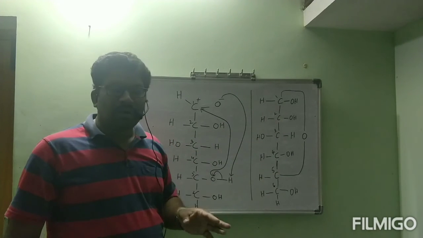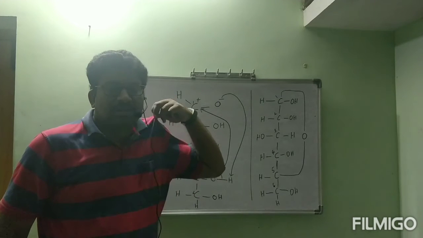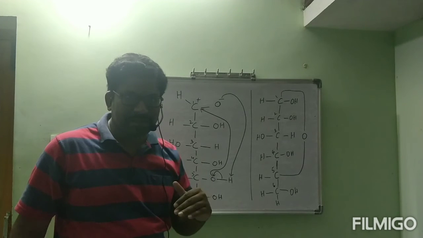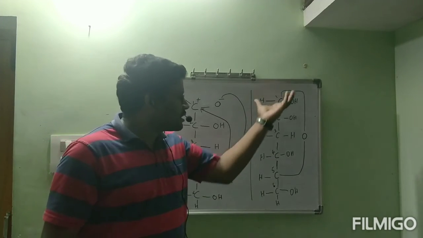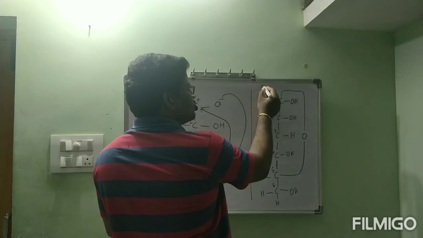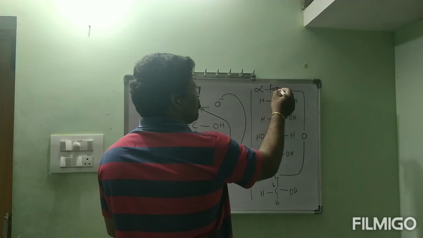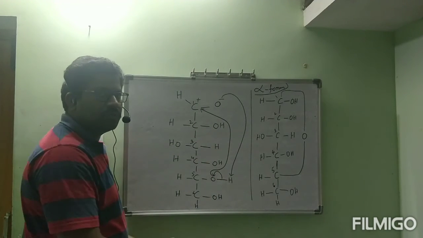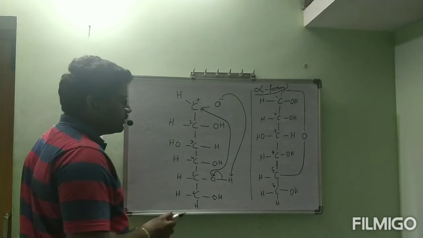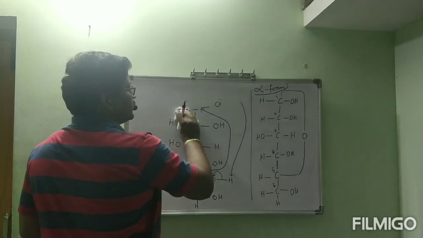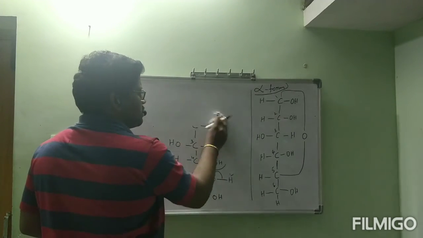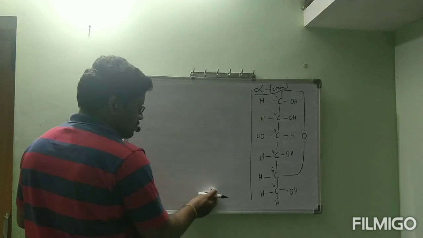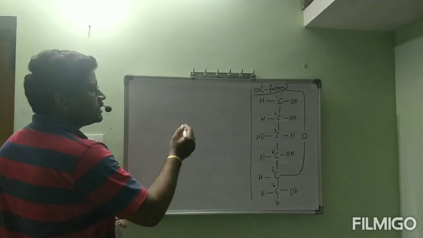Now, in what way we are going to explain the four properties, why they are not explained by the open chain structure, I will explain that. Before that, this is called the alpha form of glucose. Now, how am I going to write the beta form? Shall I write this one? Now see the beta form.